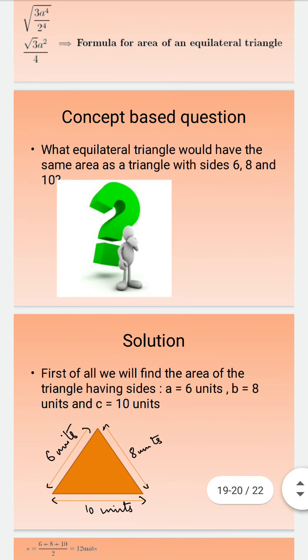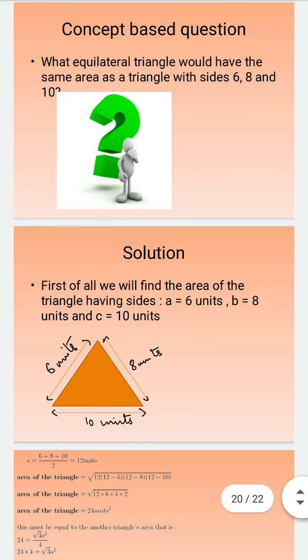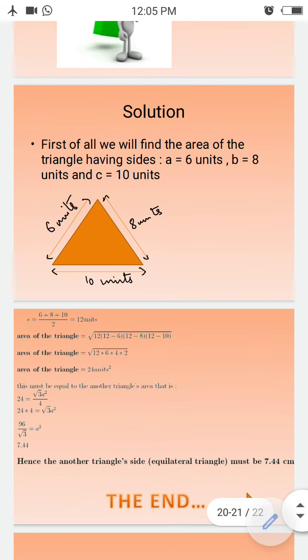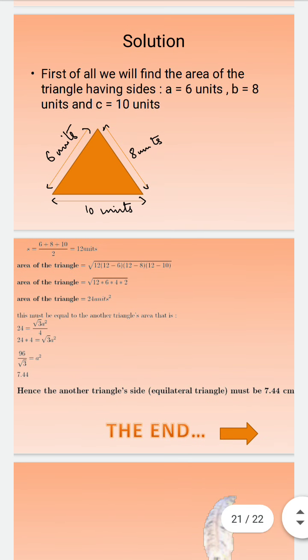Here we have a concept based question: what equilateral triangle would have the same area as a triangle with sides 6, 8, 10? Here the sides are given. We can easily apply Heron formula in this question and easily get the area of the triangle.